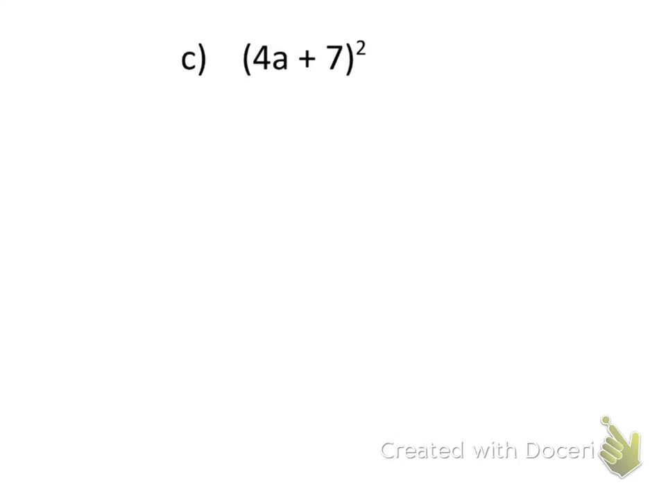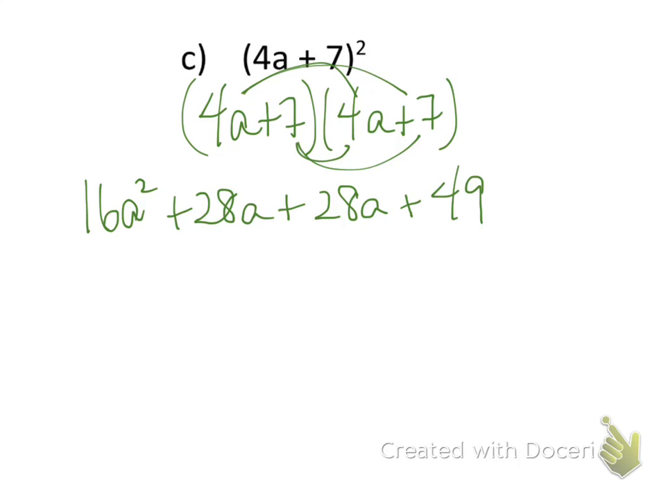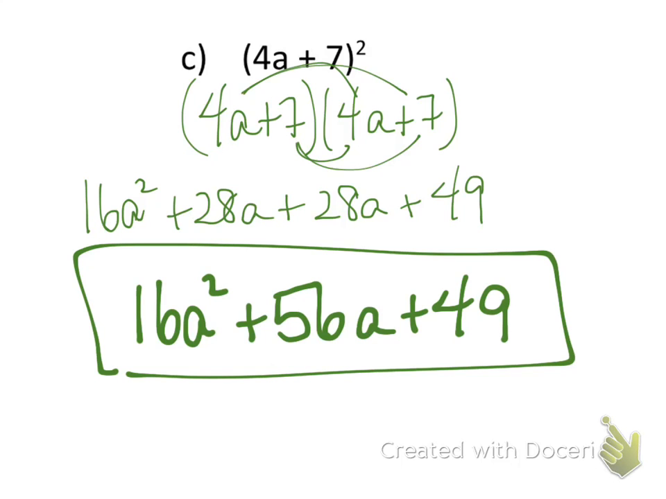This is one of the problems that I alluded to earlier. I have a plus inside the parentheses, so I cannot simply say that this is 16a squared plus 49. You need to make sure that when you have addition or subtraction inside your parentheses, you write out 2 sets of parentheses and actually multiply them out. Combining like terms, I get 16a squared plus 56a plus 49.